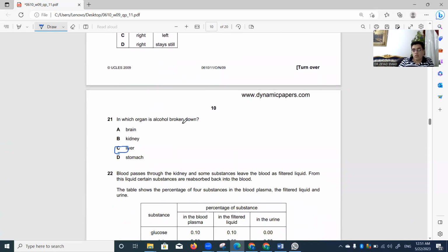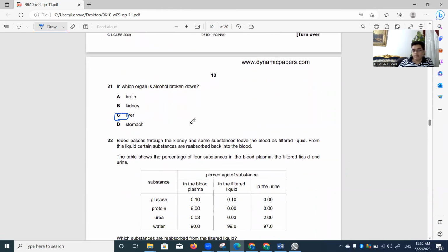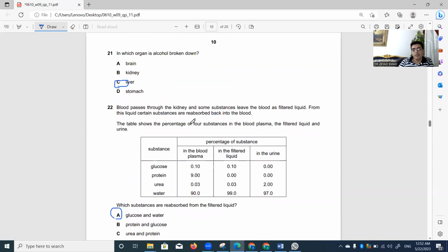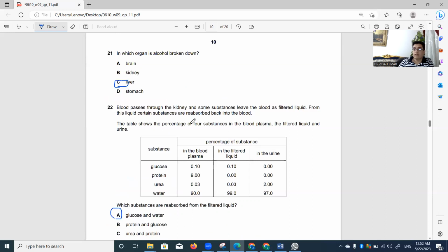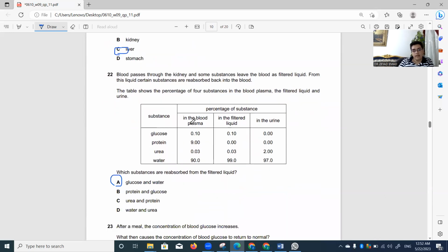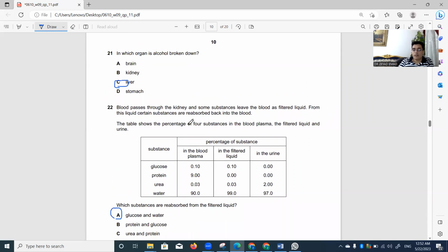In which organ is alcohol broken down? In the liver. The liver is the organ concerned with the breaking down of toxins, alcohol and drugs, detoxification of toxins, synthesizing bile and storage of glycogen.